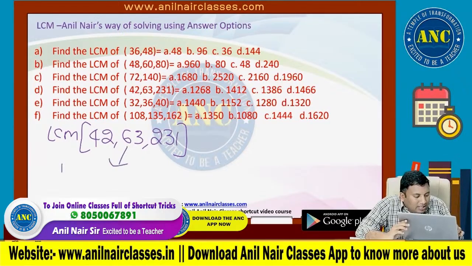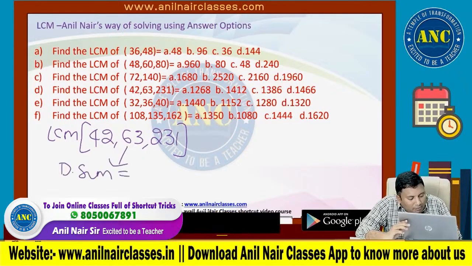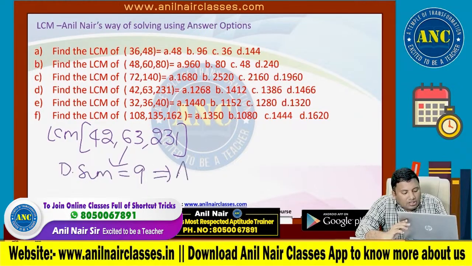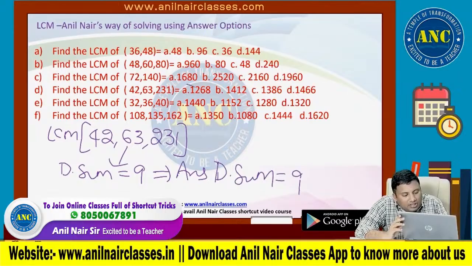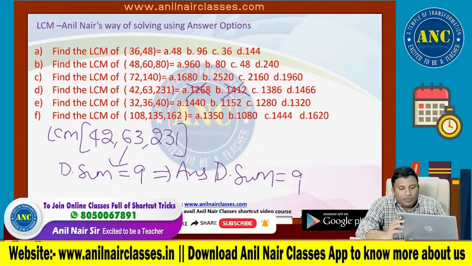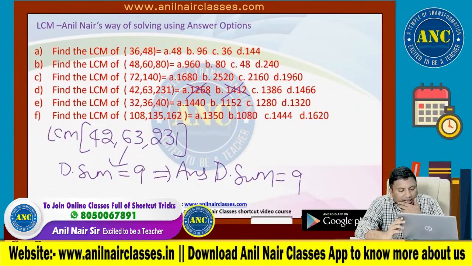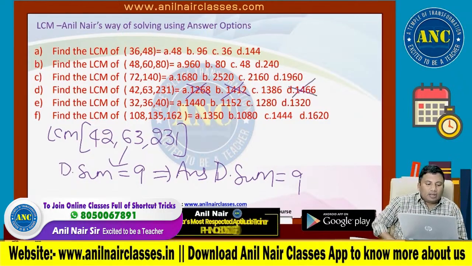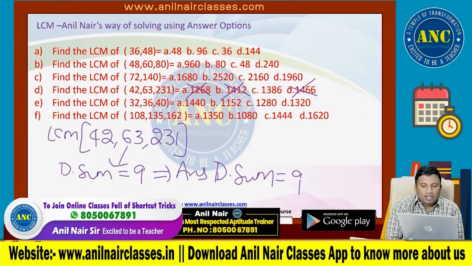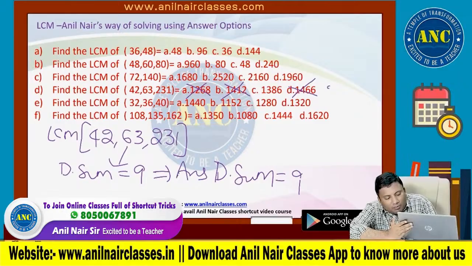One number's digital sum is 9. If one number's digital sum is 9, the answer's digital sum should be 9. 8 plus 5 is 13, 6 plus 2, 8... 12 plus 4, 16, 16 plus 1, 17, it is 8. Only one option is giving you digital sum 9. Third option is right.